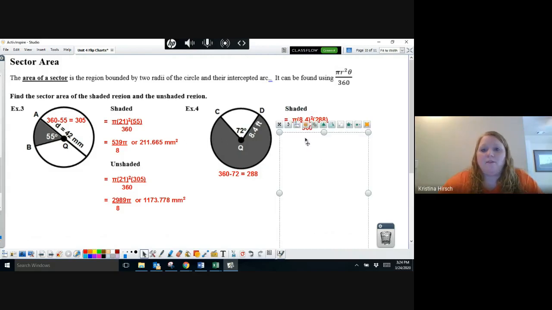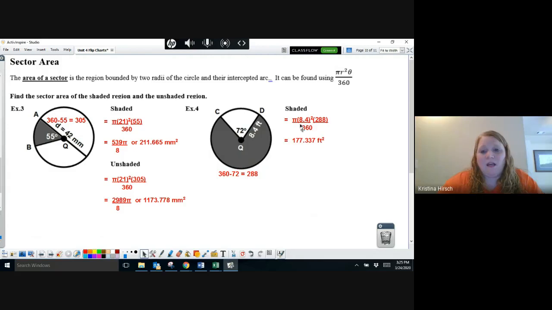So if I substitute my numbers in, the shaded region, well, first of all, the radius is 8.4, but the shaded region is 288 degrees. So a common mistake is people see 72 and they automatically want to use it, but that's not the shaded region. So make sure that you're using the right numbers.